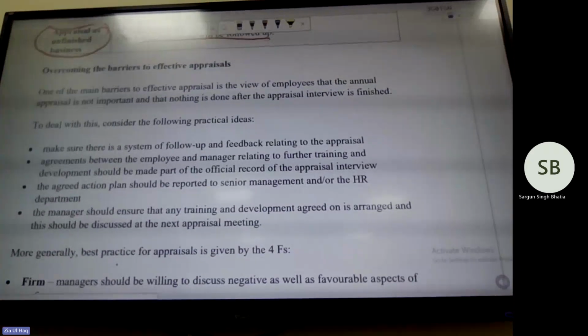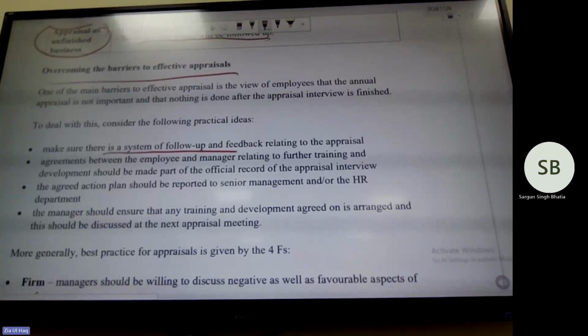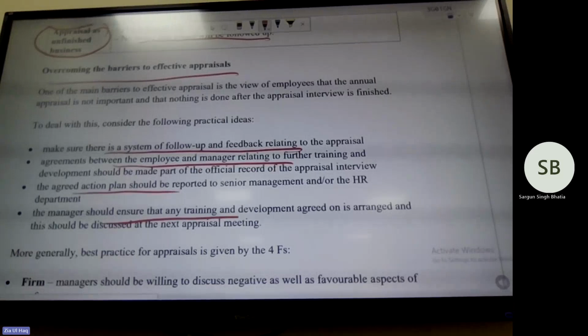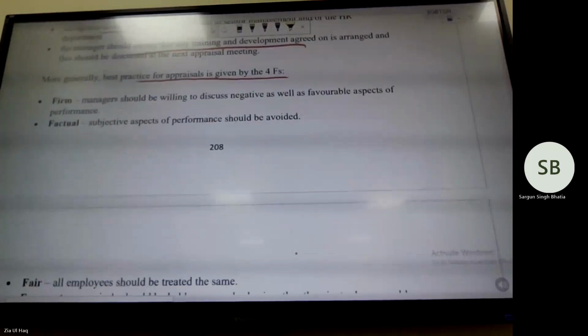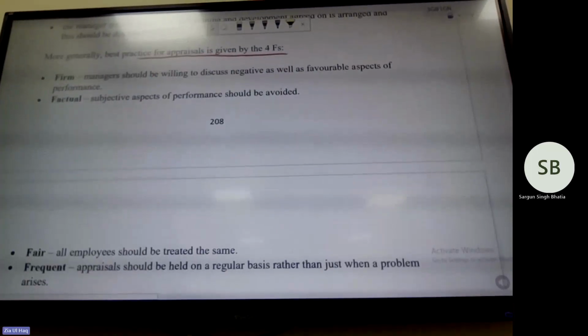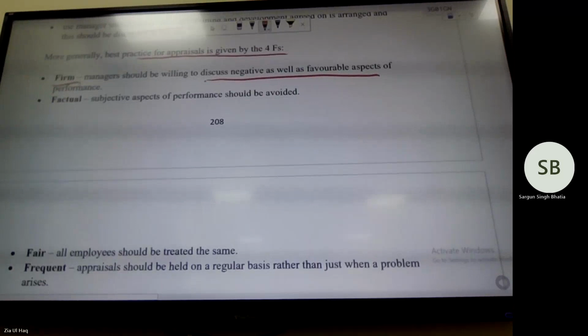So how to overcome the barriers in performance appraisal? Make sure there is a system of follow-up and feedback, agreement between employees and managers, and an agreed action plan. The manager should measure any training and development agreed. And more generally, best practice for appraisal is given by the 4Fs. What are the 4Fs? Appraisal should be done by the firm, meaning the manager should be willing to discuss negative as well as favorable aspects of the performance.